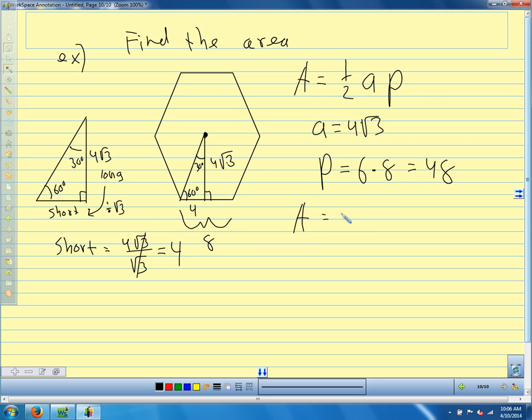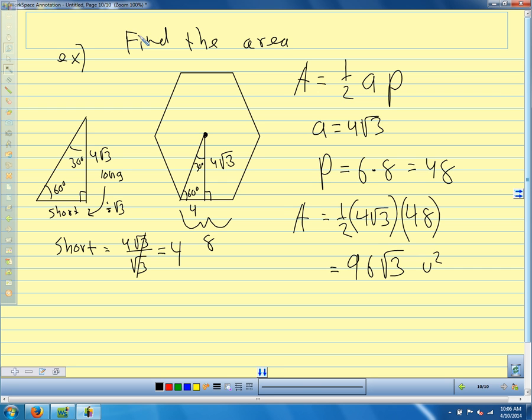And our area is 1/2 times 4 square root 3, our apothem, times 48. Half of 4 is 2. 2 times 48 is 96, multiplying outside the square root. 96 square root 3 units squared. And that would be my exact number. Where did you get the 6 from? The six sides. For the perimeter, we need 8, and we have 6 of those sides, so we have to add up 6 of those sides, since we have a hexagon.